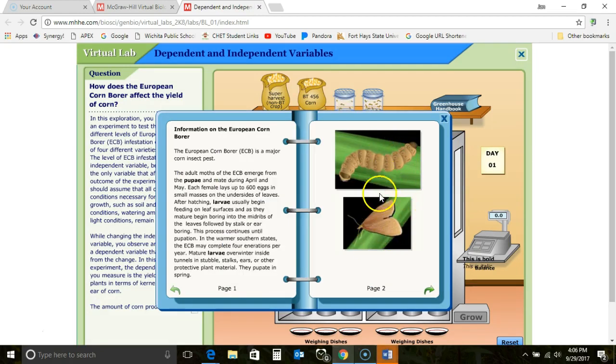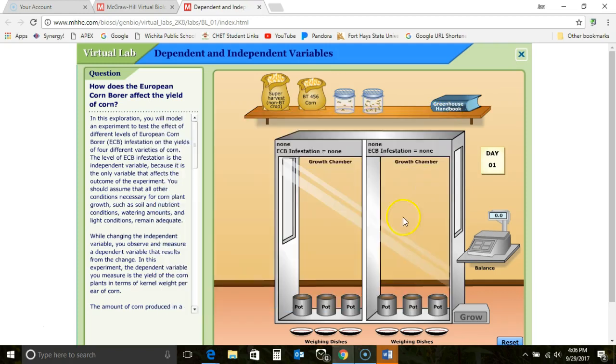You're studying what I commonly call millers, but they're borers. They're a worm and a moth, and they tend to damage corn. It also teaches a little bit about agriculture, but it's mostly scientific inquiry and scientific method, independent and dependent variables.